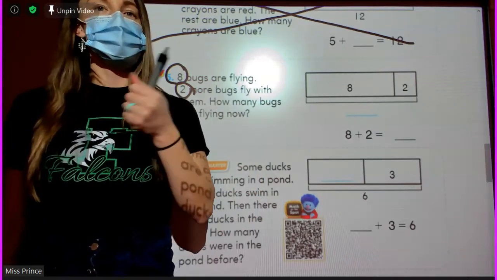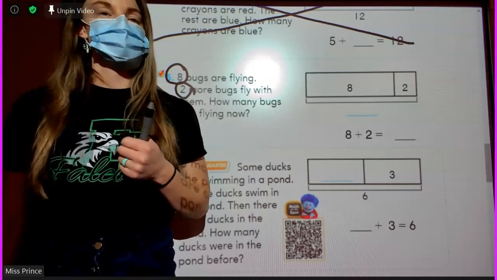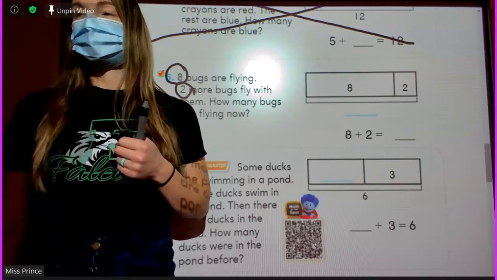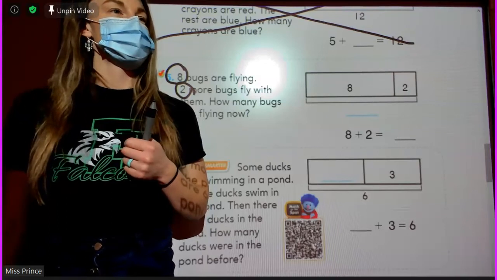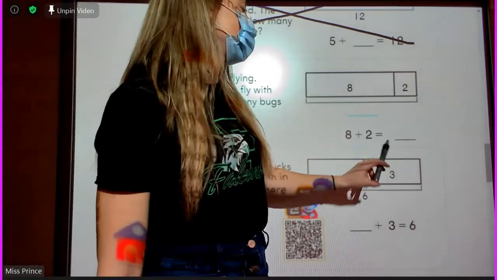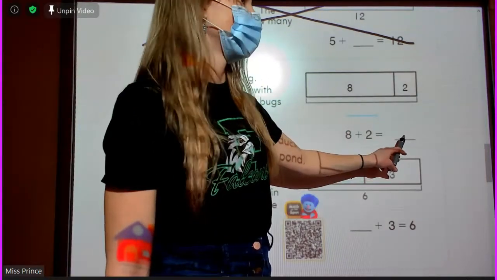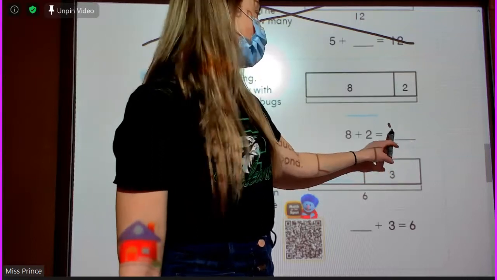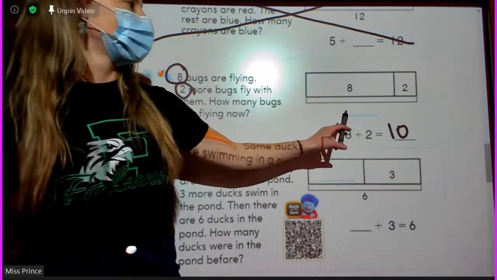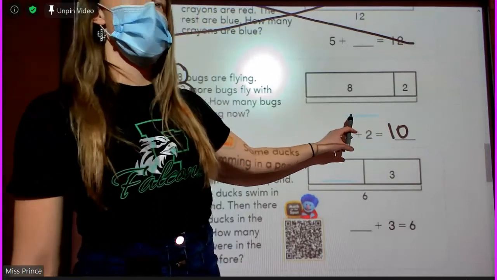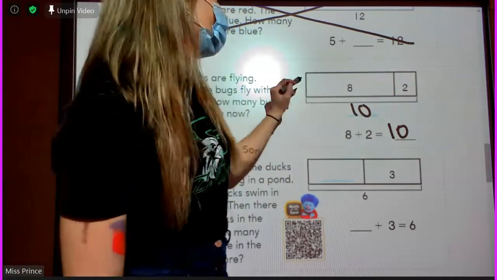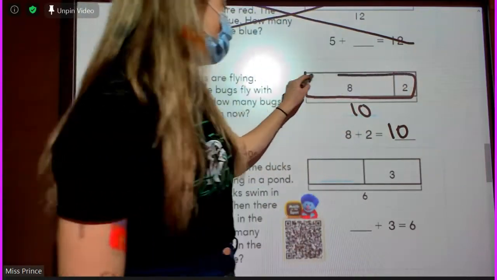So start with 8 and then count 2 more. Petra. 10. So where do I put here? 8 plus 2. 10. To finish my bar model, I have to write a number right here. What number do I put? 10, because I have 8 and 2 more. And all together, this whole thing is 10.